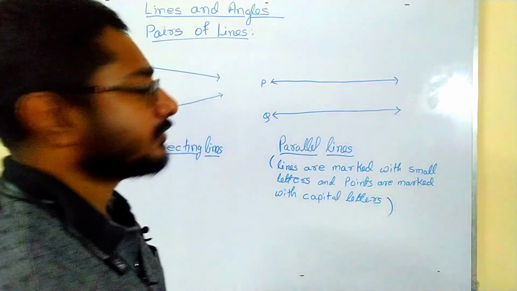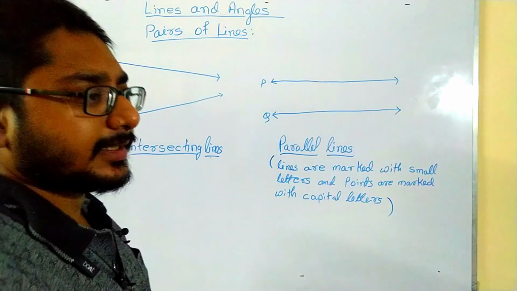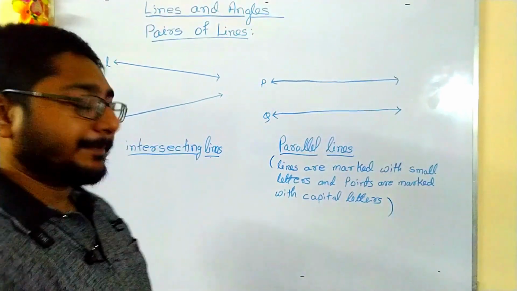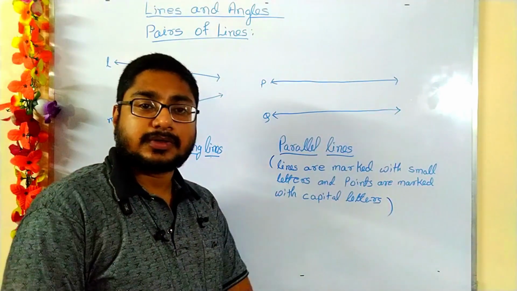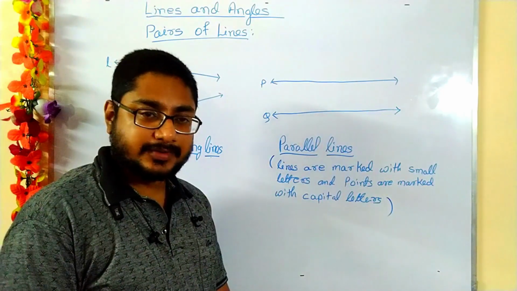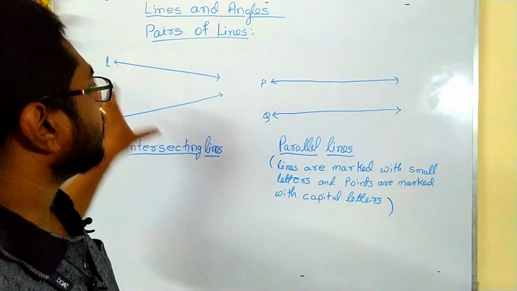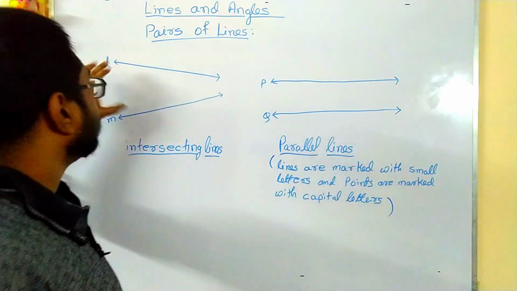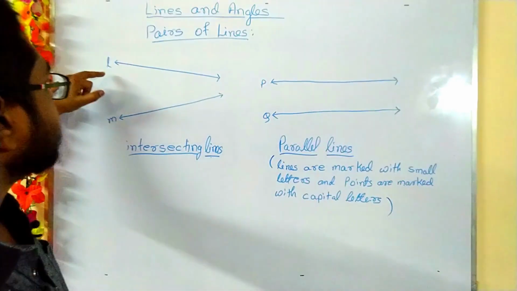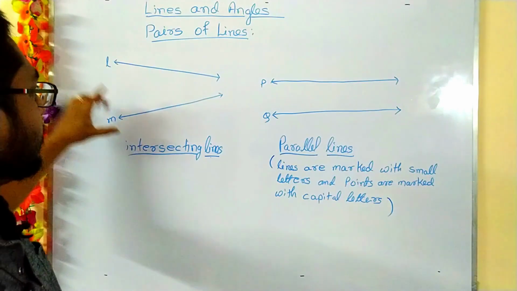Hello students, today we will learn a new topic, that is pairs of lines. Pairs means two, okay, that means we are talking about two lines. So see here, I have drawn two diagrams here. This is line L, this is line M.